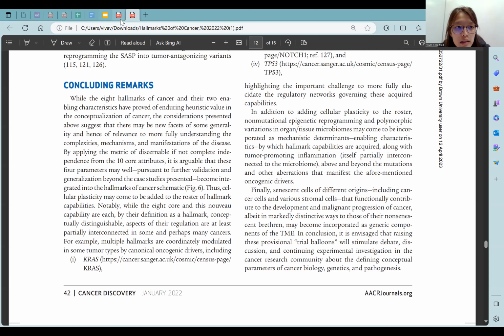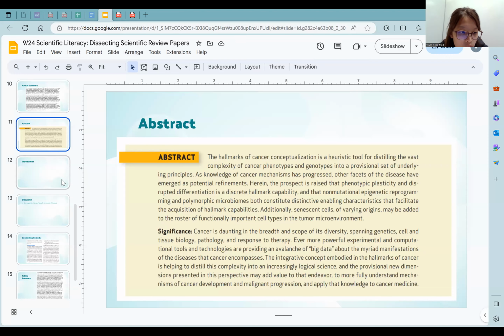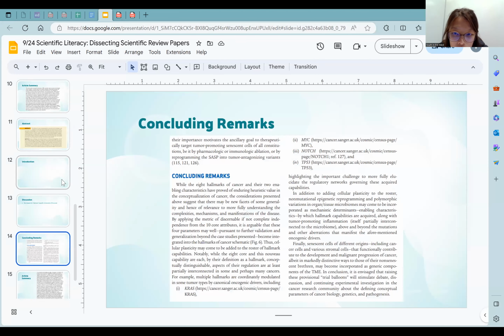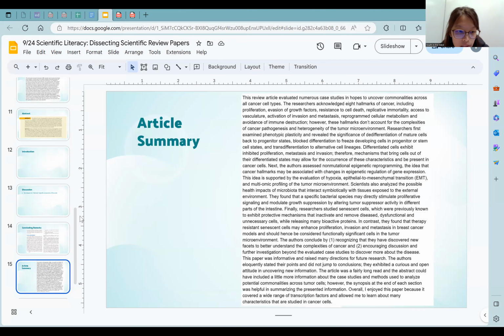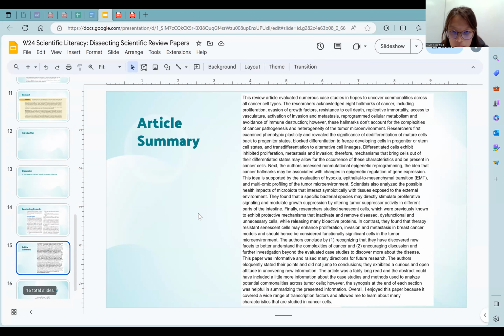So then, I know we're running low on time, so I just wanted to show the article summary that I wrote for this paper.